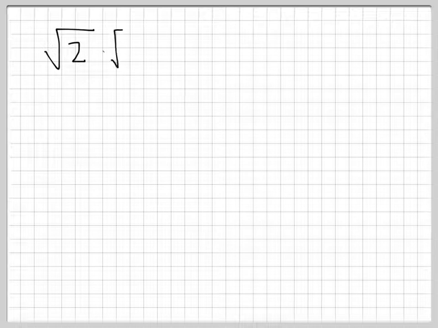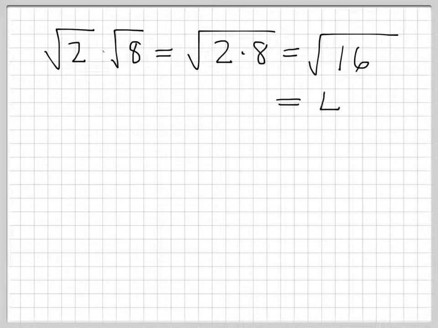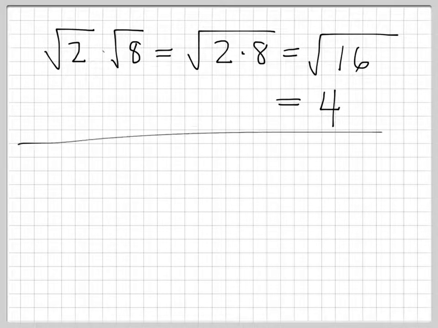Sometimes, however, we're going to use it to make our lives easier. Look at radical 2 times radical 8. If we combine these, 2 times 8 is 16, and the square root of 16 is 4. And so that makes life easier for us.